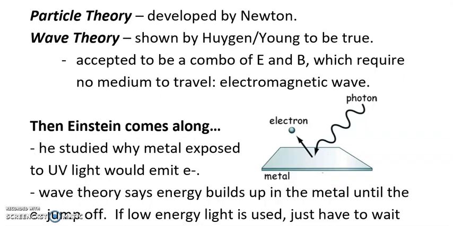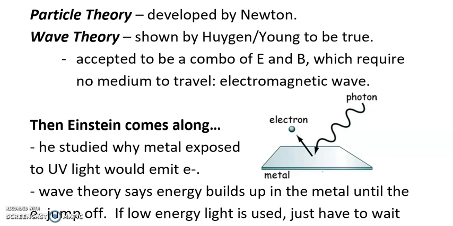So if the low energy light is actually used, first of all, you can just wait. You just have to wait and it'll build up the energy and eventually something will happen. Or if you want, just make the light brighter, because if you make the light brighter, more energy is coming in. That's called the intensity, and then it would work.